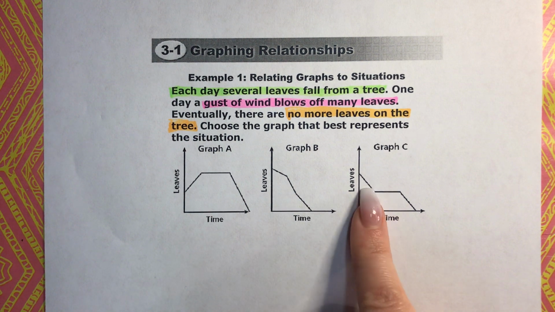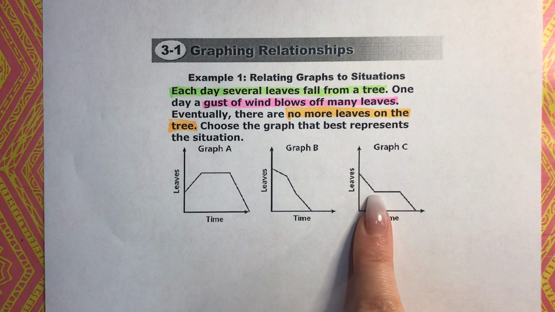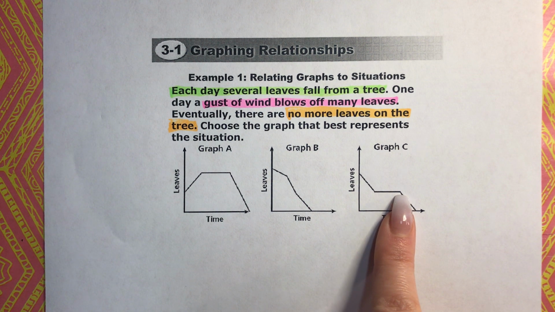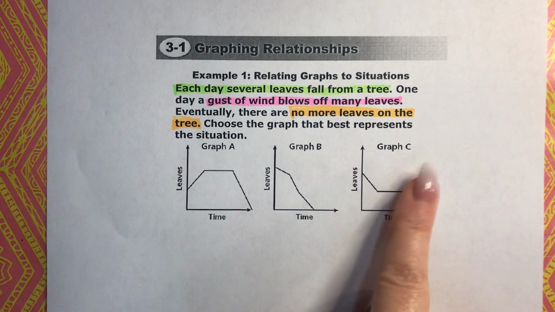Let's go ahead and look at this. This is our max. The leaves are dwindling, and then what happens? The amount of leaves stays the same over time as time passes. Well, that's not what happened, right? So I don't think this is it.